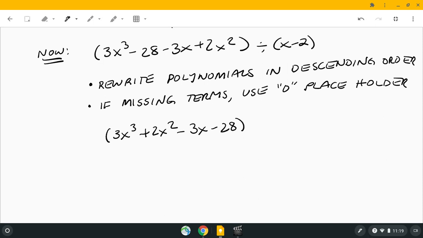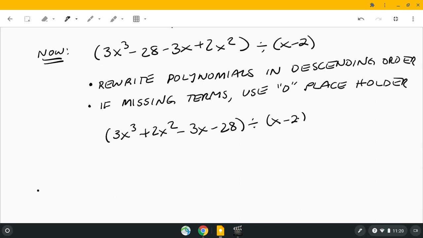Okay, so that's what we mean by writing it in descending order. And then we're going to be dividing by x minus 2. We don't have anything missing, so we don't have to use a placeholder. We would use a placeholder if, let's say, this polynomial had 3x cubed minus 3x minus 28. Then I would put a placeholder here, 0x squared.